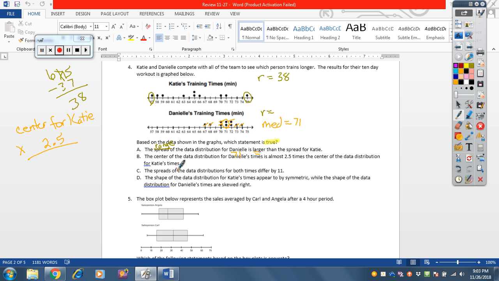C says the spreads of the data distributions for both times differ by 11. Differ by 11 is subtraction. So you're looking for Katie's spread minus Danielle's spread. And if it equals 11, you're looking for true. So if it does, that's your answer. If it equals anything else, it's probably not your answer.